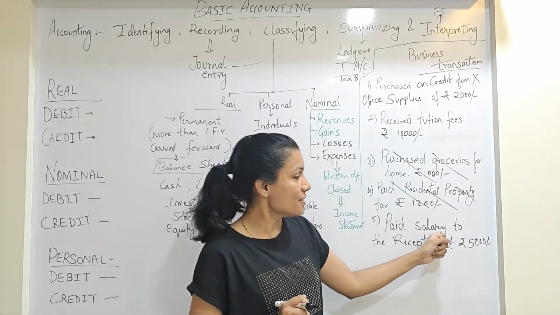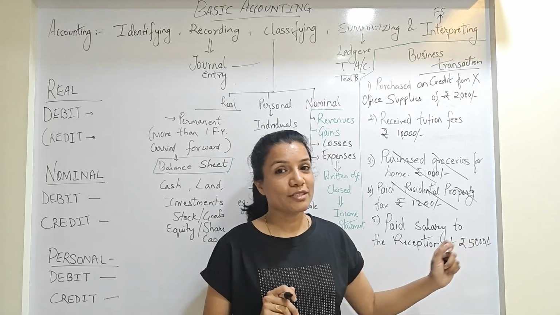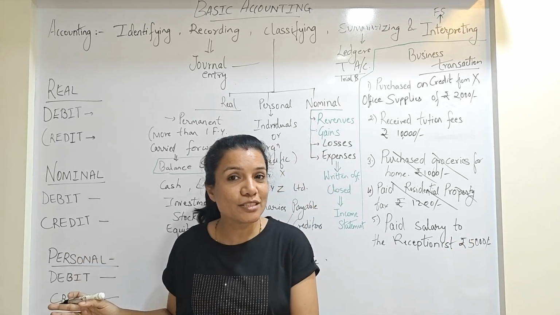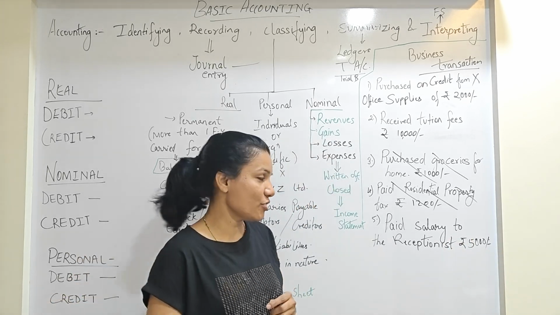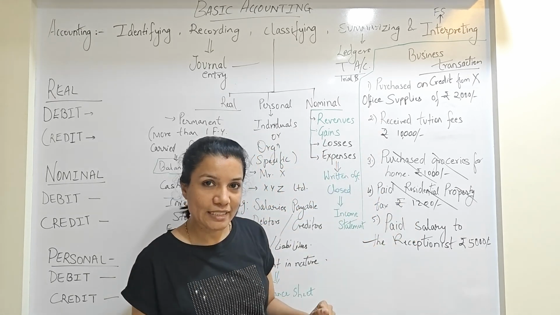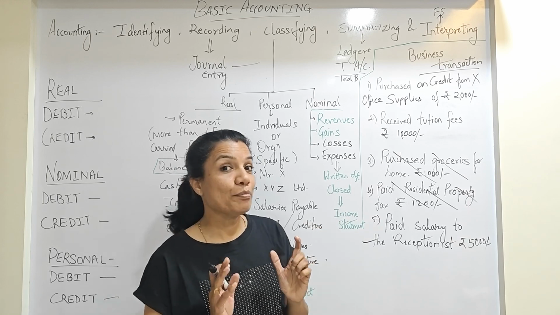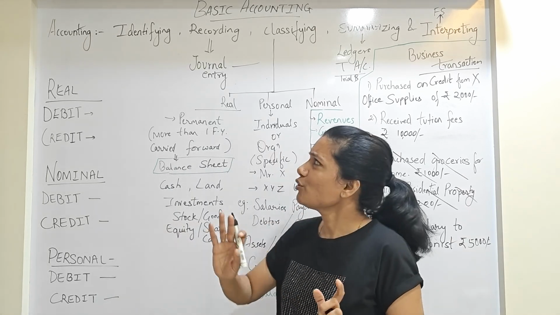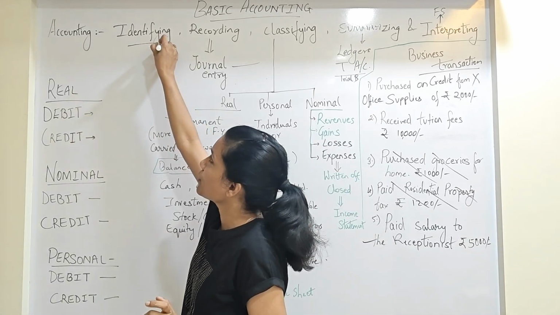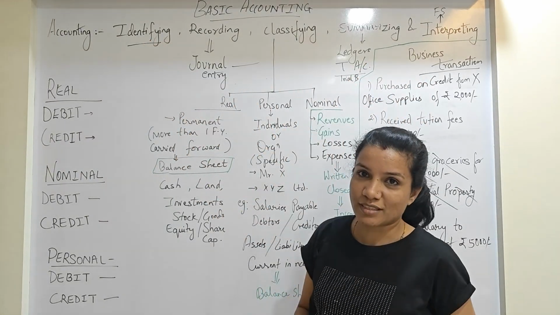Next, paid salary to receptionist rupees 5,000. Now the receptionist helps me in the business. So that means this is a business transaction if I'm paying her. So out of 5, we've identified the first, second, and fifth transactions. These are business transactions. So we are through the first part. Accounting is a process of identifying, and we have identified the business transactions.